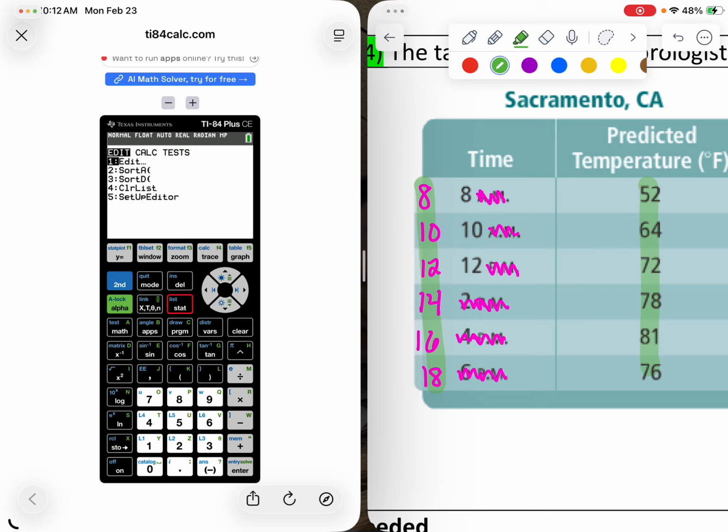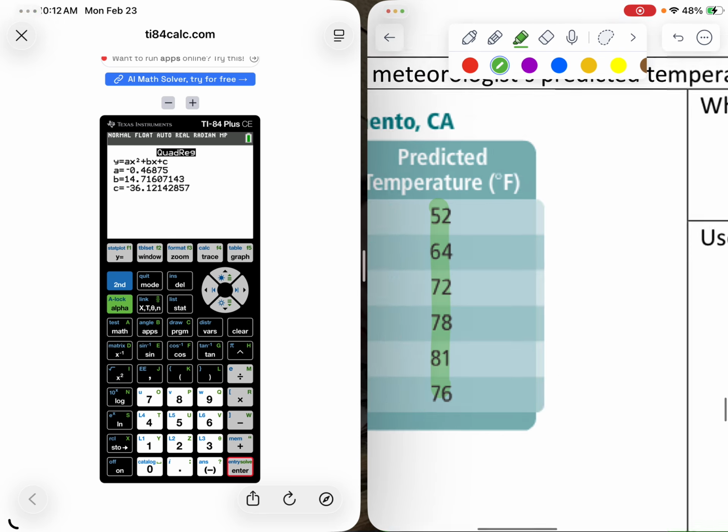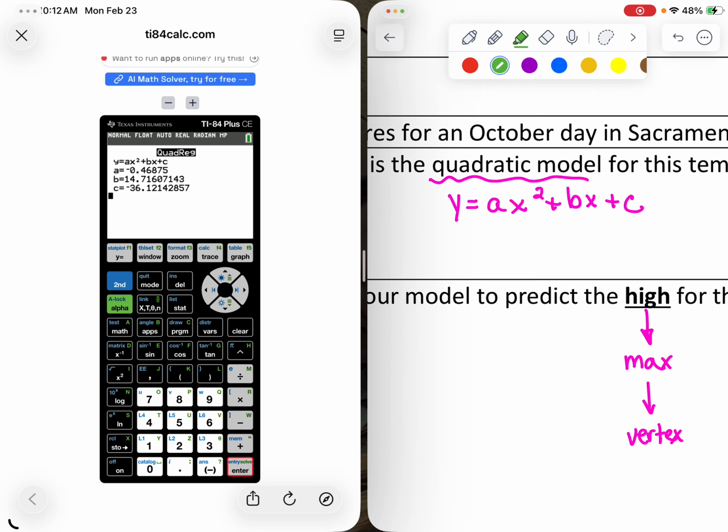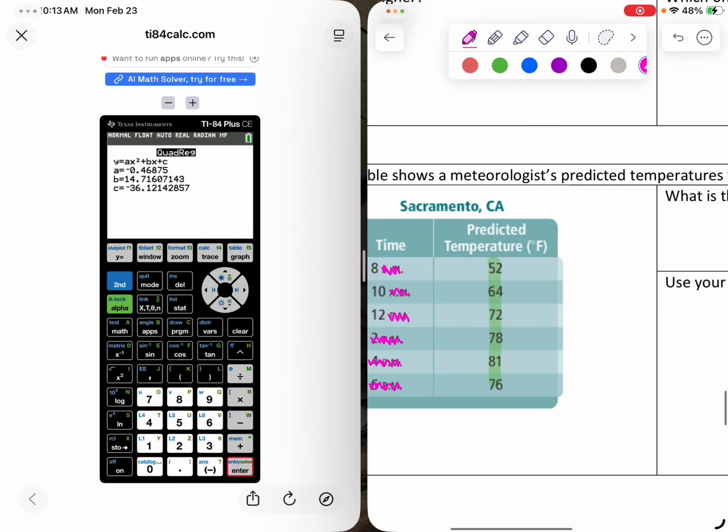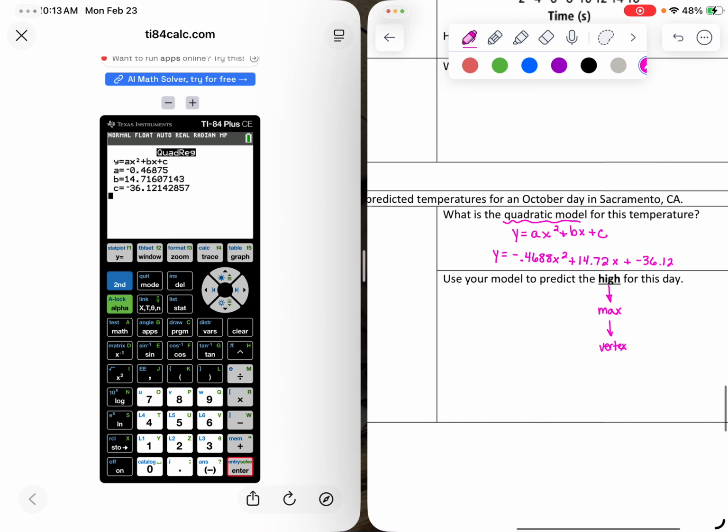The next buttons I need to hit are stat. I'll go over to calc, and we are looking at quadratic regression. That's our x squared, L1 and L2, and my equation is over there. So I'm going to fill this in now, okay? So we have y equals, I'll use 4 significant digits. Negative 0.4688 if I round properly. Minus 14, oh, that says positive, sorry, so plus 14.72, 1472, x, plus negative 36.12. And please remember that y is the predicted temperature, and x are the hours after midnight.